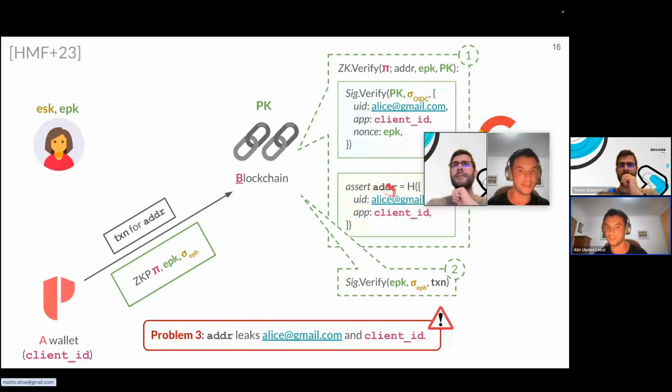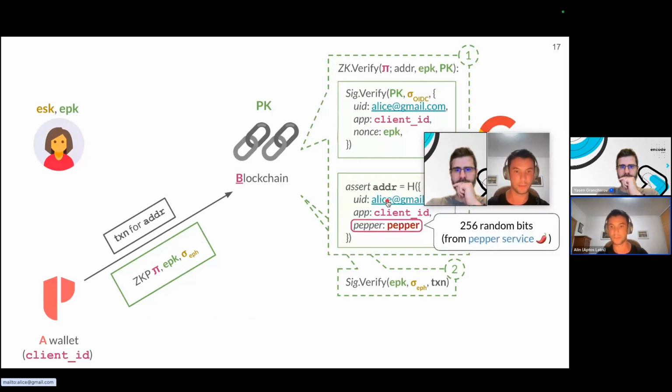So an attacker, given an address, can run through a lot of guesses for the email and figure out whose address this is. So we're going to solve this by, instead of just hashing the email and the application ID, committing to it using a random blinding factor that we call a pepper. This will be 256 random bits.